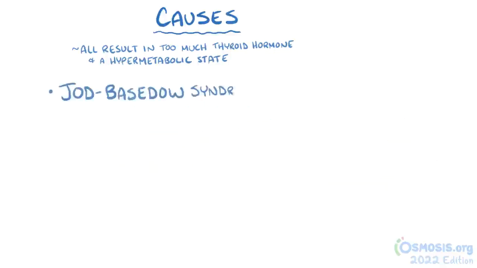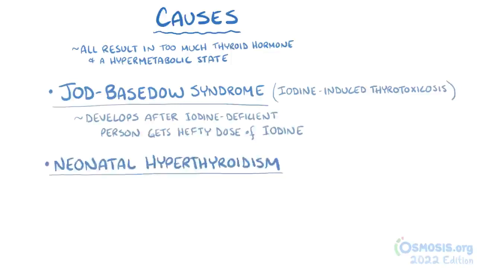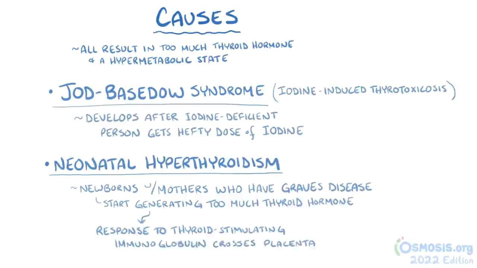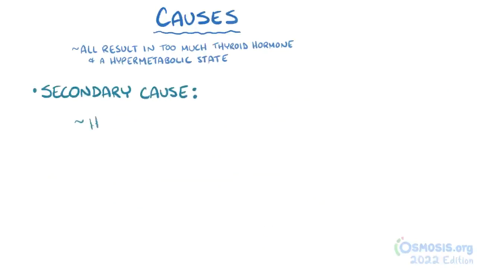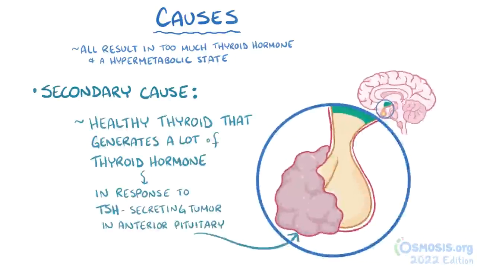There's also Jod-Basedow syndrome, or iodine-induced thyrotoxicosis, which can develop soon after an iodine-deficient person gets a hefty dose of iodine. And finally, neonatal hyperthyroidism, which is when newborns who have a mother with Graves' disease start generating too much thyroid hormone in response to thyroid-stimulating immunoglobulin that crosses the placental barrier and enters the baby. A secondary cause of hyperthyroidism is when there's a healthy thyroid that generates a lot of thyroid hormone in response to a TSH-secreting tumor in the anterior pituitary.